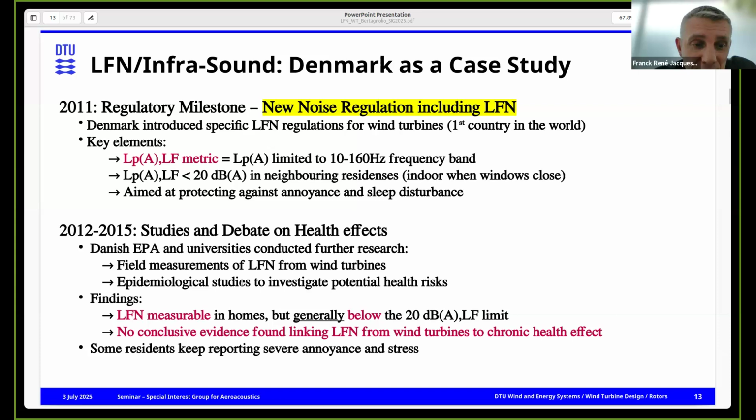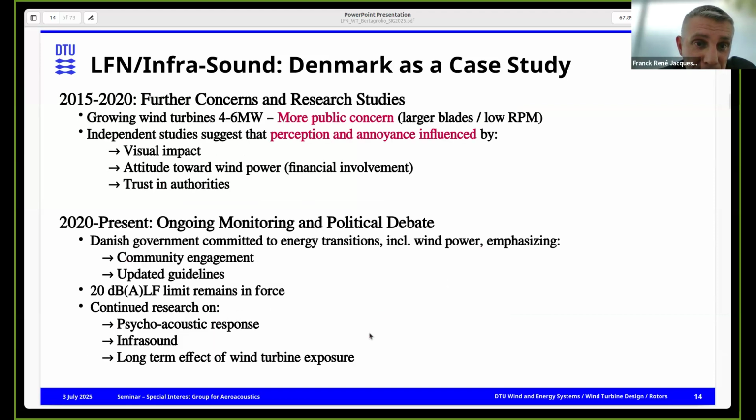But still, there was some debate, even though this metric or this regulation was respected. There was a study which didn't find any correlation between low frequency noise and health effects. But it continued on and on.